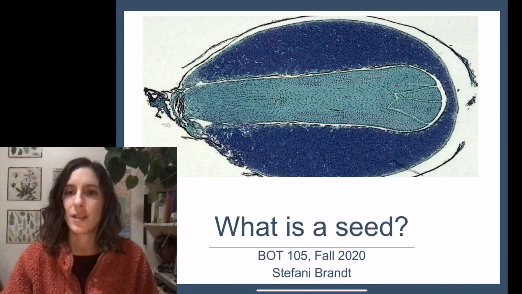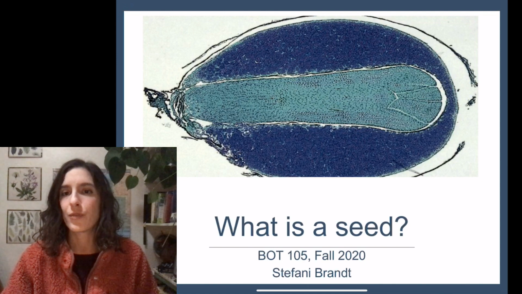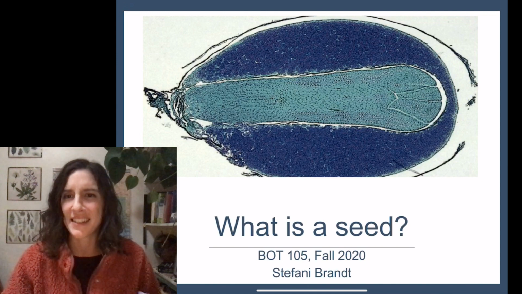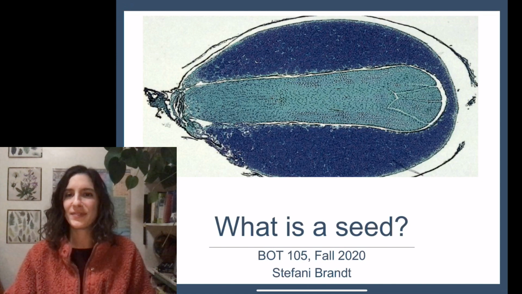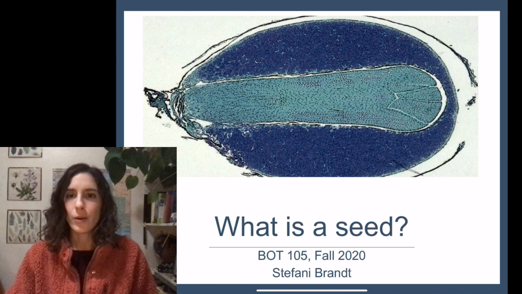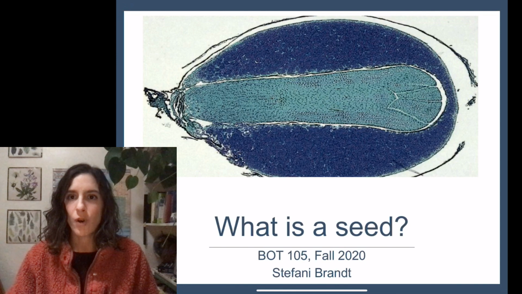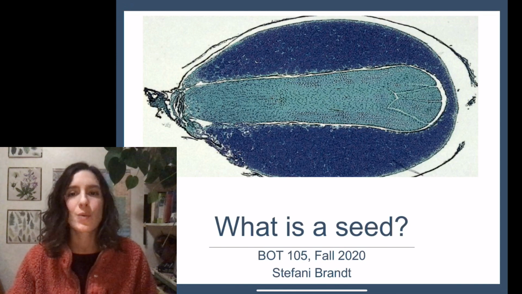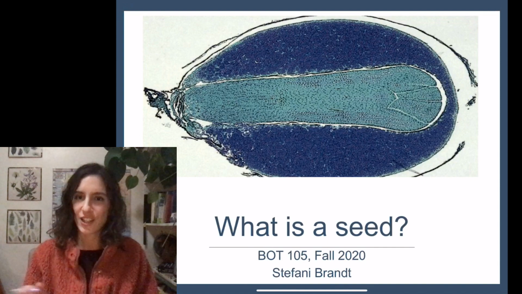The complexity of seeds is taken for granted, right? Like we eat seeds and it's like, wow, cool. It's just regular food. No, it's an amazing morphological structure that has evolved to protect the young of the next generation. And that's what evolution is all about, is getting your genes into the next generation.